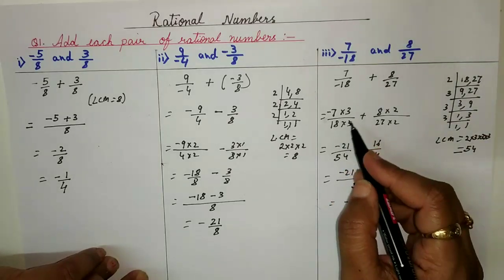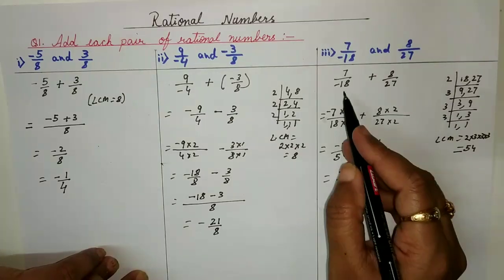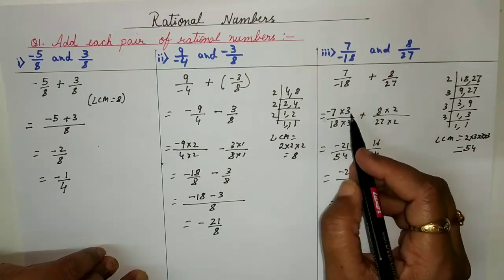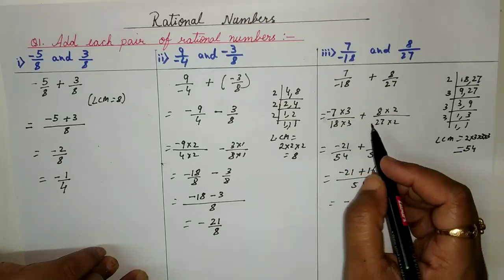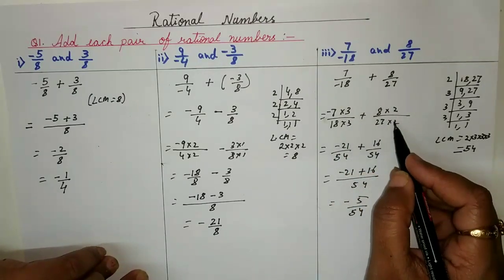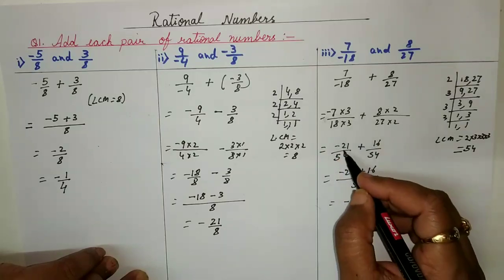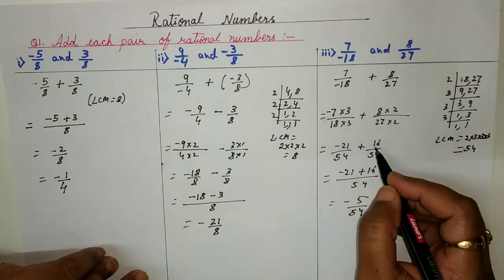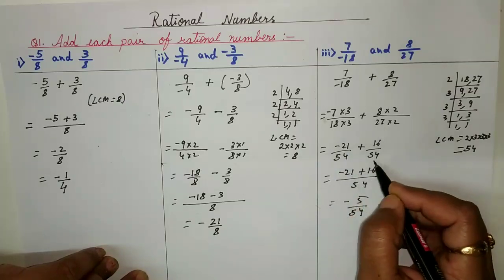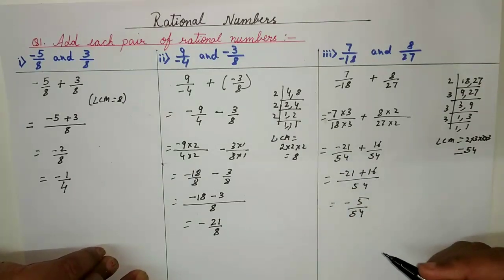Now to make the denominator 54, where you already have 18, you are multiplying into 3. Where you have 27, you are multiplying 2. So 3 7s are 21 and 8 2s are 16, and 54, both the denominators. So this is the answer.